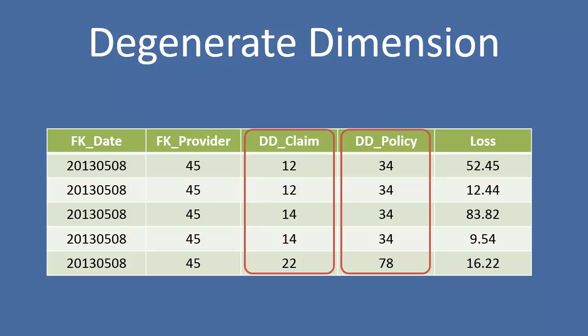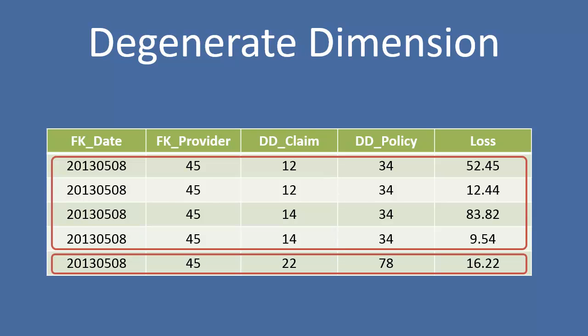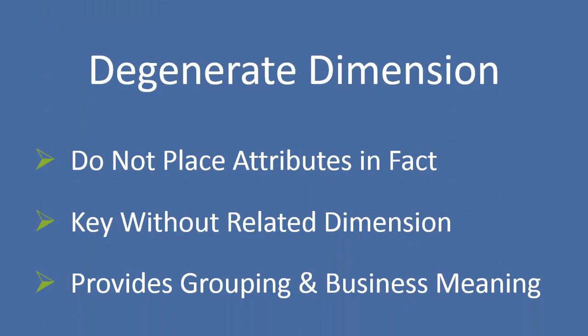Now, of course, if either the policy or the claim actually did have a dimension, then these would not be degenerates. These would be foreign keys pointing out to those dimensions. But in this case, we're assuming that there are no other dimensions for these two keys. So once again, since we have these degenerates in place, we can group our loss amounts here by policy, and we can further group our losses by claim within a policy. So that's what a degenerate dimension is.